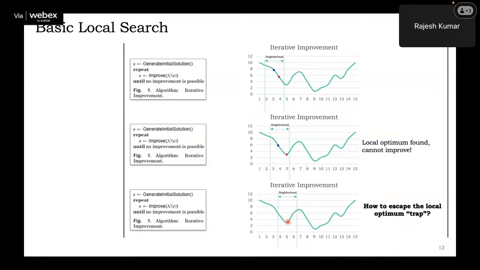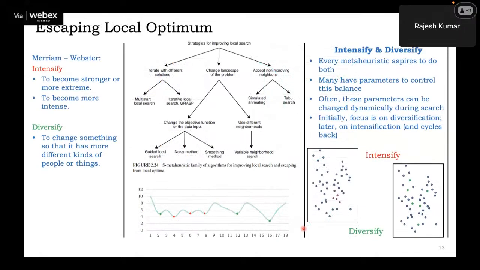That means we are trapped here, and we call it a trap in the local minima. People worked on how to come out of these traps. There are various ways to escape from the local minima. Either you can try with different solutions, or you can change the landscape of the problem with certain assumptions, or you accept some non-improving neighbors and likewise. And then you can further divide it. You can go for multiple local search, you can go for iterative local search.